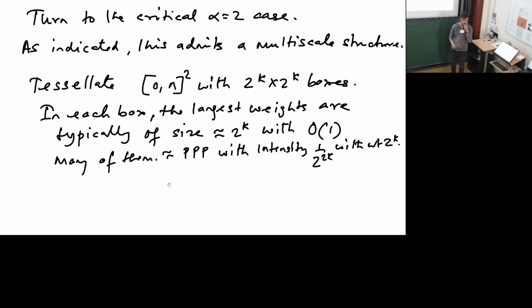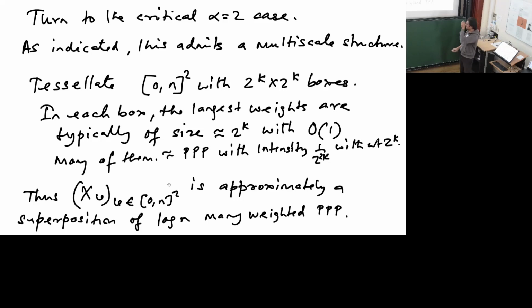Okay, there are many exponents floating around, but roughly this is the picture that at alpha equal to 2, you can look at all your variables and at their weights in dyadic scales. For each scale, it's roughly a Poisson process with some intensity. And so the entire noise field should be thought of as a superposition of log n many different Poisson point processes, one for each scale. In the kth Poisson point process, each variable is of size 2 to the k. Okay, so this is how you decompose your entire noise field.